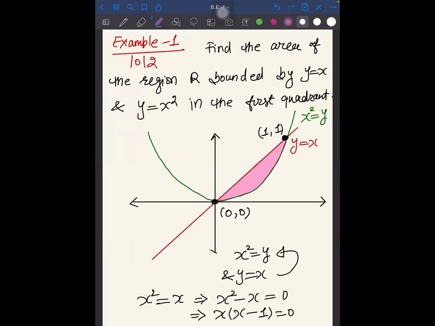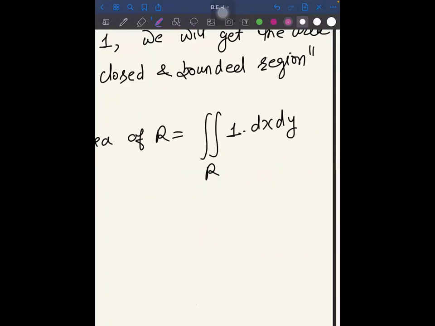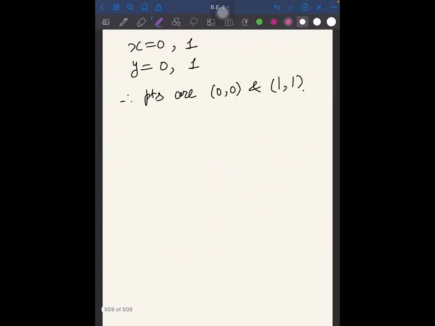So how are we going to get it? Simply by this expression. You take the limits over the region, dx dy or dy dx, whatever is suitable, right? And then calculate the expression without f of xy. That means you replace your f of xy by 1, right? So let's see how we do it.